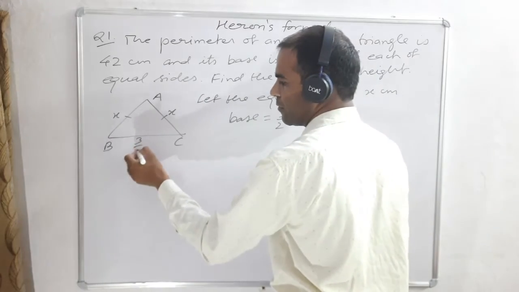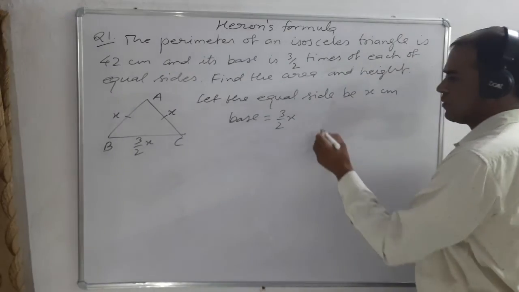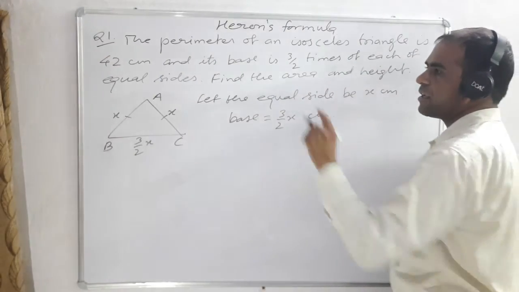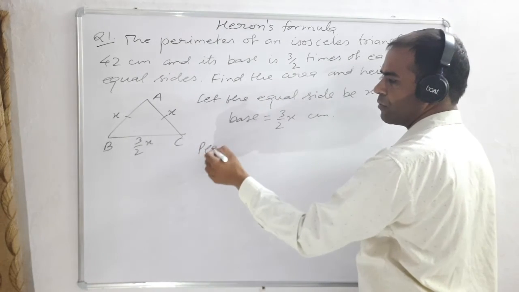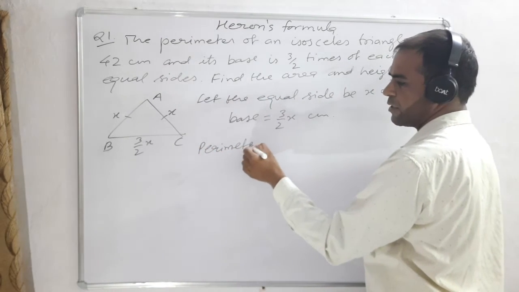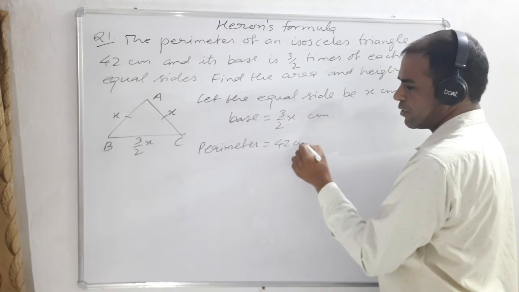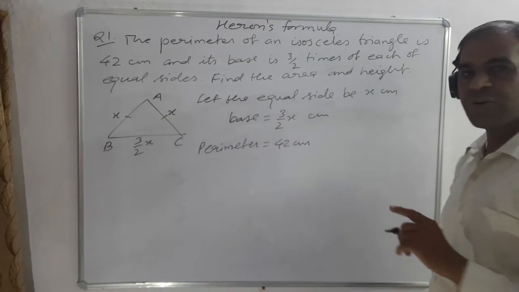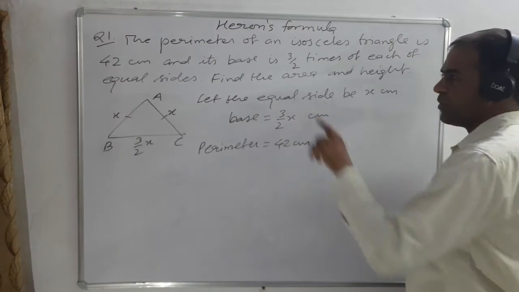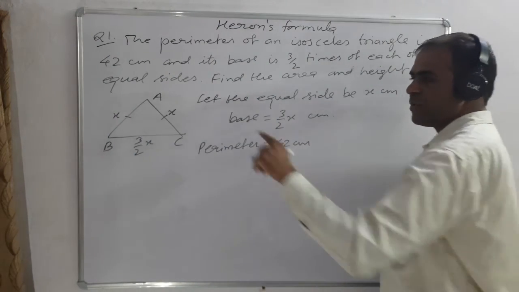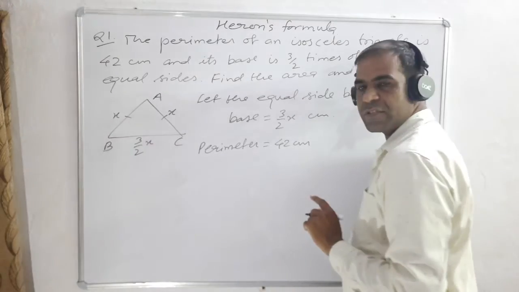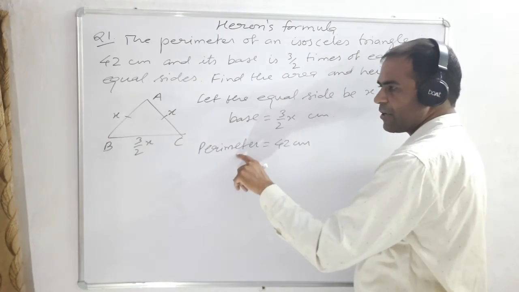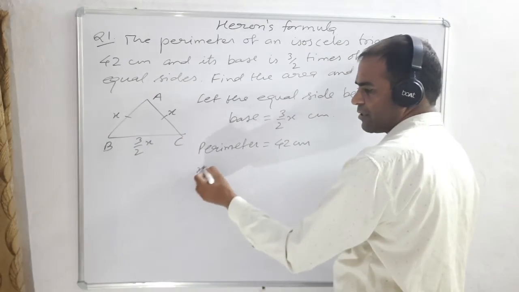This is the base. And here the perimeter is 42. Perimeter is 42 centimeter, it is given. And find the area and height of this triangle. So before finding the area, first of all find the sides of this triangle. The perimeter is 42 and perimeter is the sum of all sides.